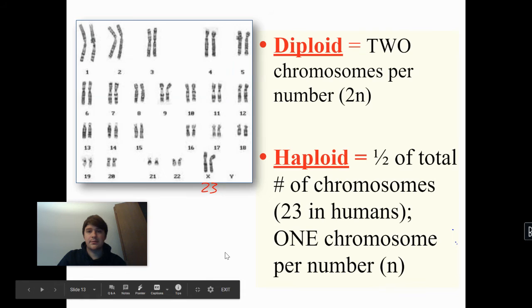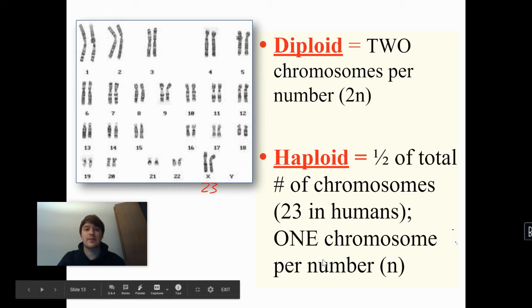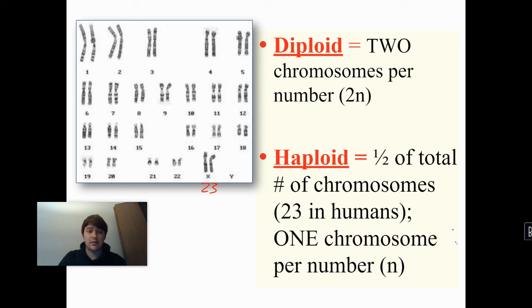So next we have diploid versus haploid. This one's a little tricky. Basically, like I said, just look for this portion right here, di. Di usually means 2 chromosomes per number. That's a diploid. Haploid is 1/2 of the total number of chromosomes, or 23 chromosomes, 1 chromosome per number. So if we looked at a sex cell specifically, like a sperm cell, it would be haploid, and it would only have 23 chromosomes. Same with an egg. If we looked at, say, a stomach cell, that would be diploid. 2 per pair, 2 per number, I should say.